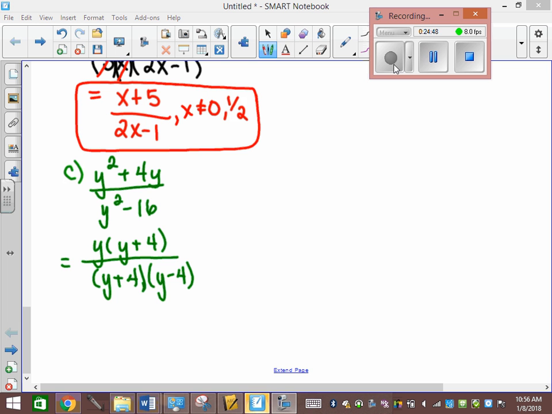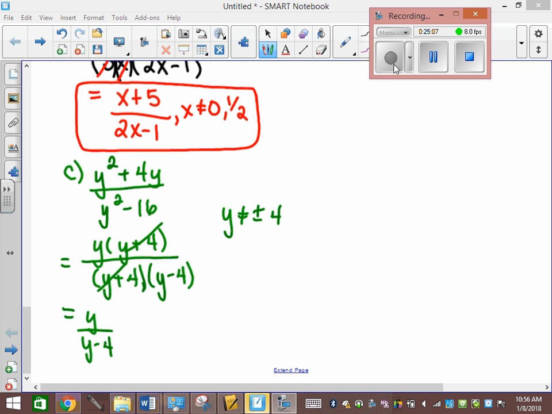And you have to stop yourself because you're going to try and cross these off right away because you see that they work out and you're happy. NPVs. So we have y can't equal plus or minus 4. Then these can cancel, and you're left with y over y minus 4. What do you have to stop yourself from doing?